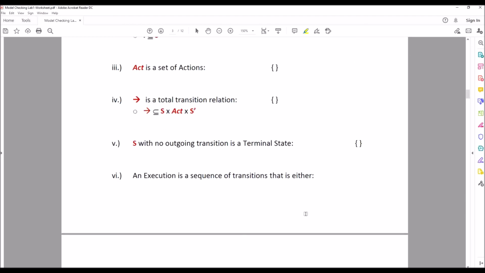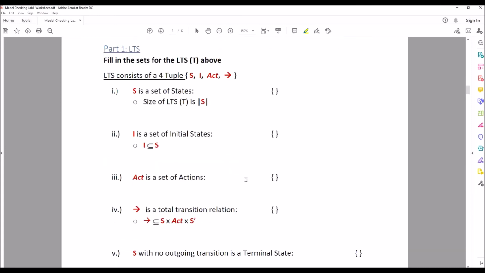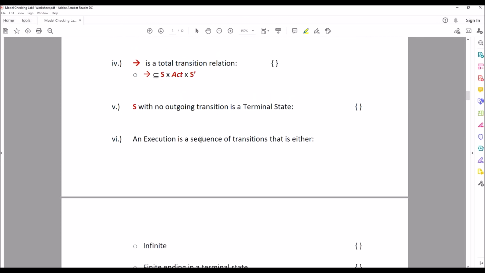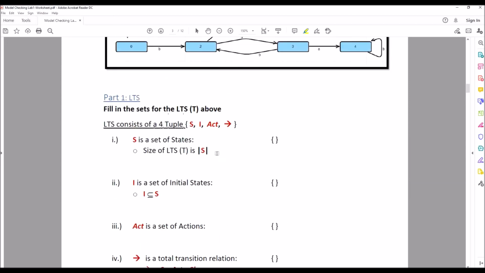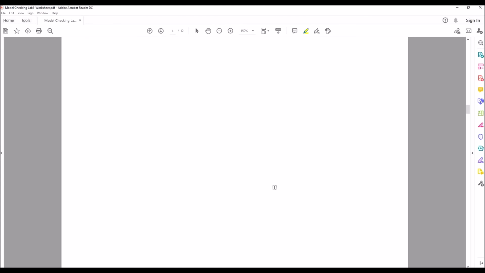So once more, if we cancel this transition, then we can have a finite execution. So we can go from 0, transition to 2, transition to 1. Because this is a terminal state, this is a valid execution. That's what I mean by an execution is a sequence of transitions. And in the sequence we can actually determine what states we traverse to. So that is labeled transition systems.